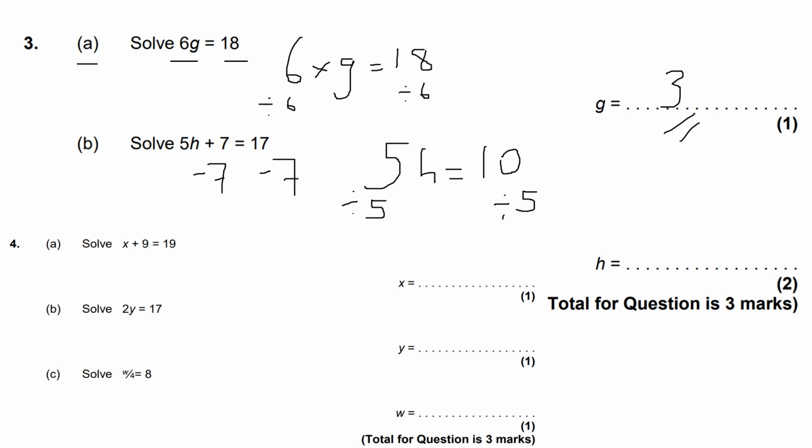h equals 10 divided by 5, which is 2. And if I'm unsure, I can check. 5 times 2 is 10, plus 7 makes 17. Yep, so that is indeed correct.